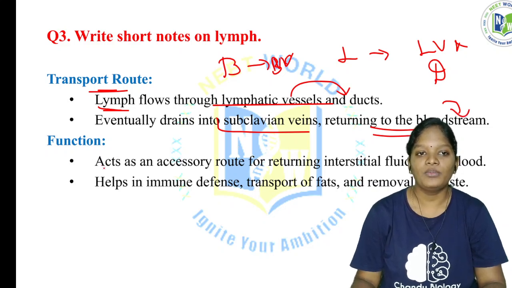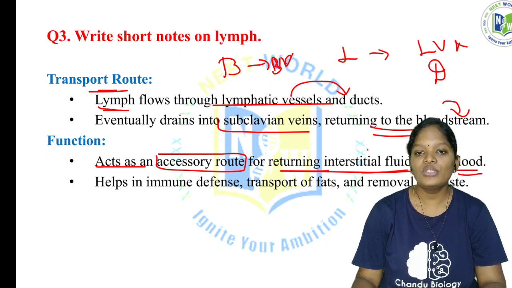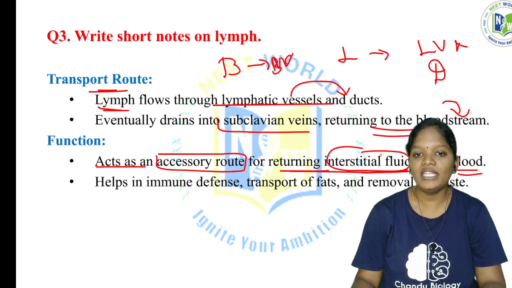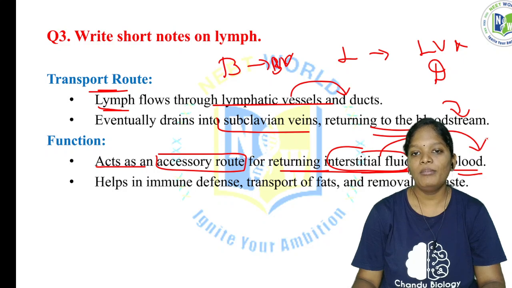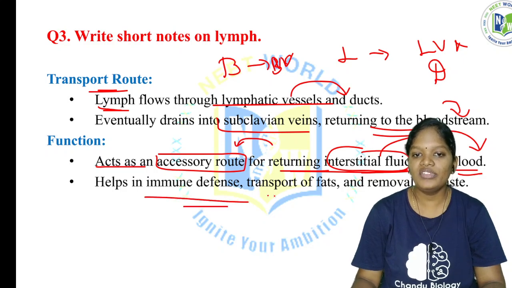Now, what is its function? It acts as an accessory route for returning the interstitial fluid to the blood, so it acts as a supporting route. It also helps in immune defense, transport of fats and removal of waste.